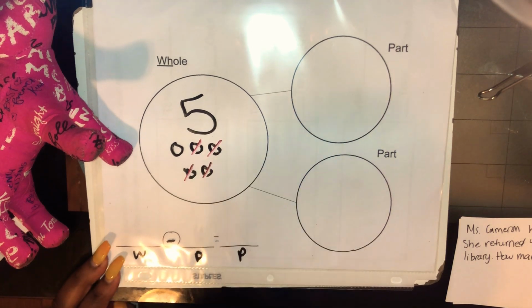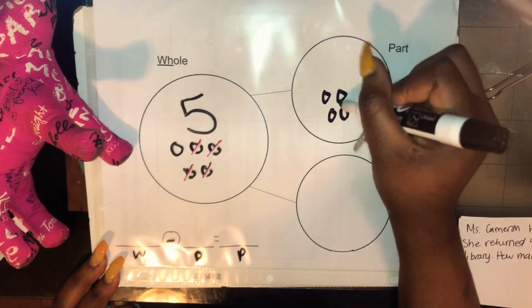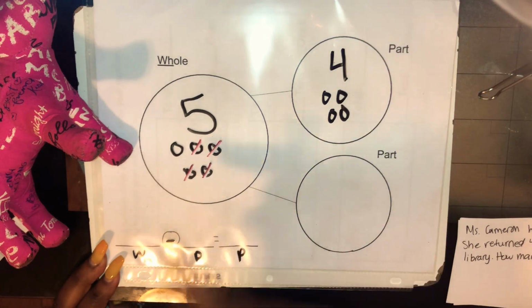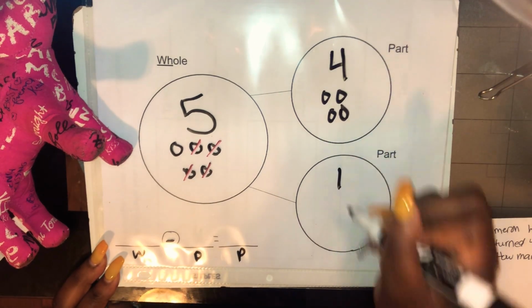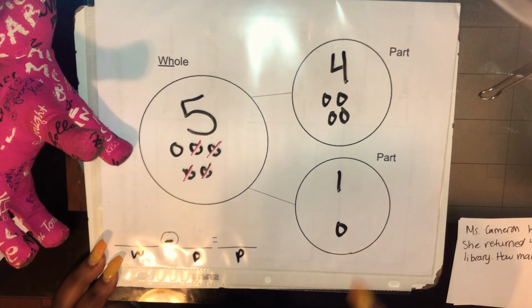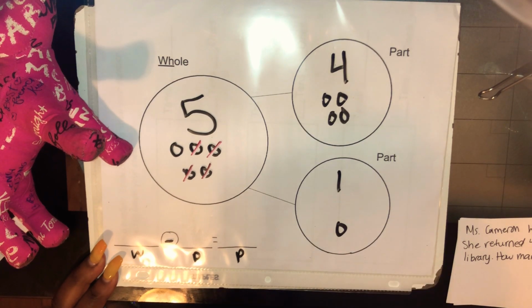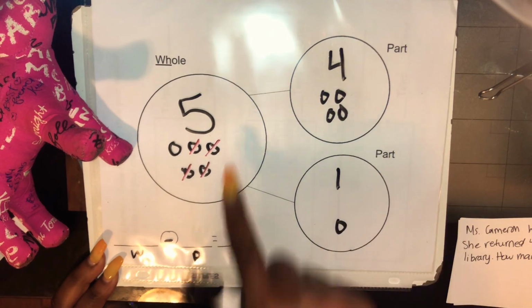So how many did I take away? 4. So I'm going to draw 1, 2, 3, 4, and I'm going to write the number 4. And how many are left? 1 is left because 1 plus 4 equals 5. I could count it. 1, 2, 3, 4 equals, and 1 more equals 5. So 4 plus 1 equals my whole.